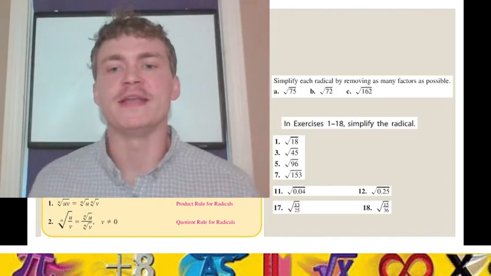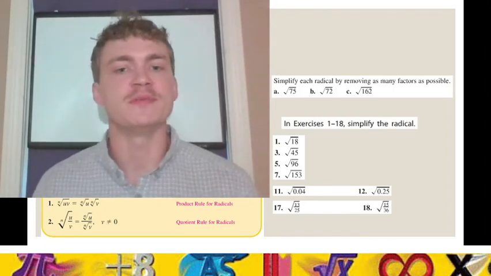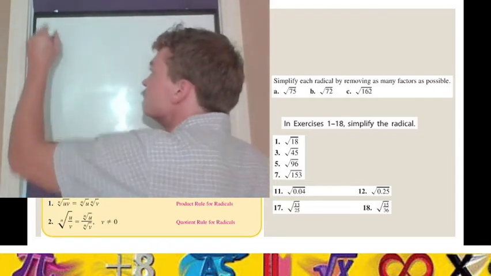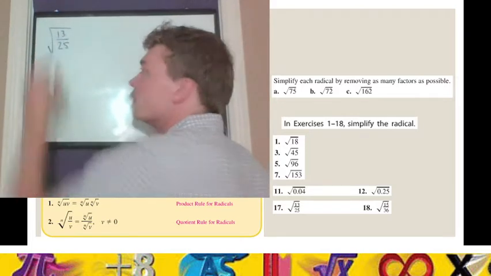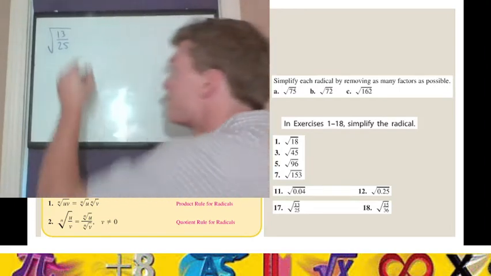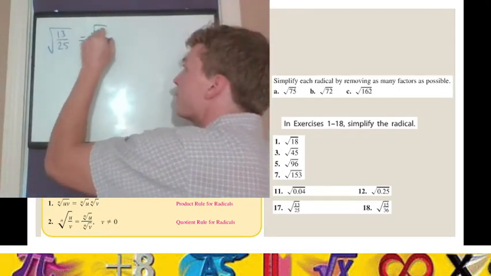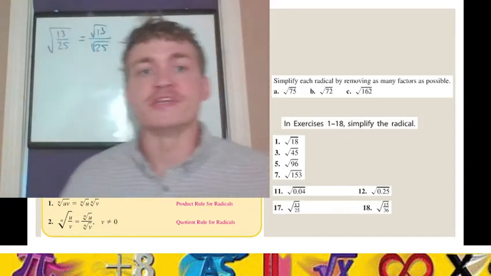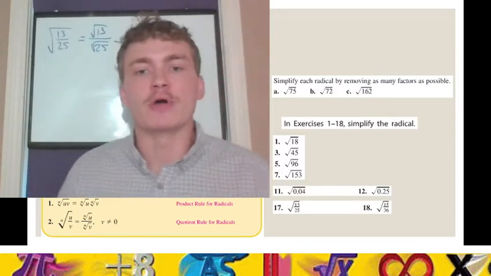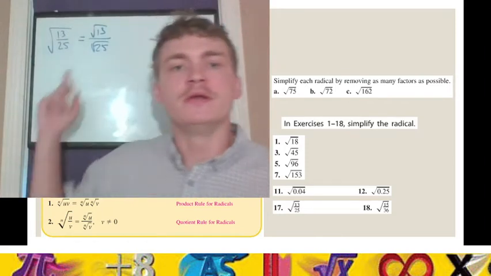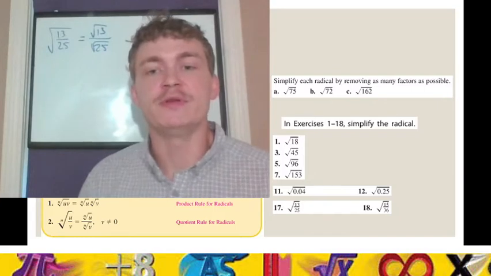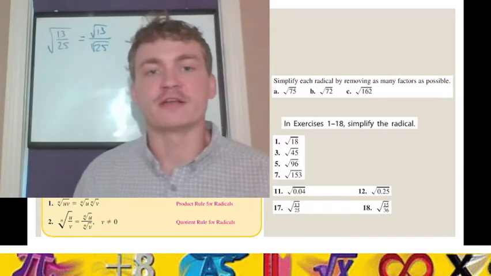For exercises 17 and 18, we will use the quotient property for radicals to simplify our radical expression. For the square root of 13/25, noting we do have a rational number under our radical sign, thus we will use our quotient rule. For the square root of 13 divided by the square root of 25, what do we notice here? Our numerator presents us with our own simplification challenge, and so does the denominator. Here we have the square root of 13, where 13 is a prime number. Thus, we can only write 13 as 13 times 1. Therefore, 13 does not contain a perfect square factor for us to further simplify.